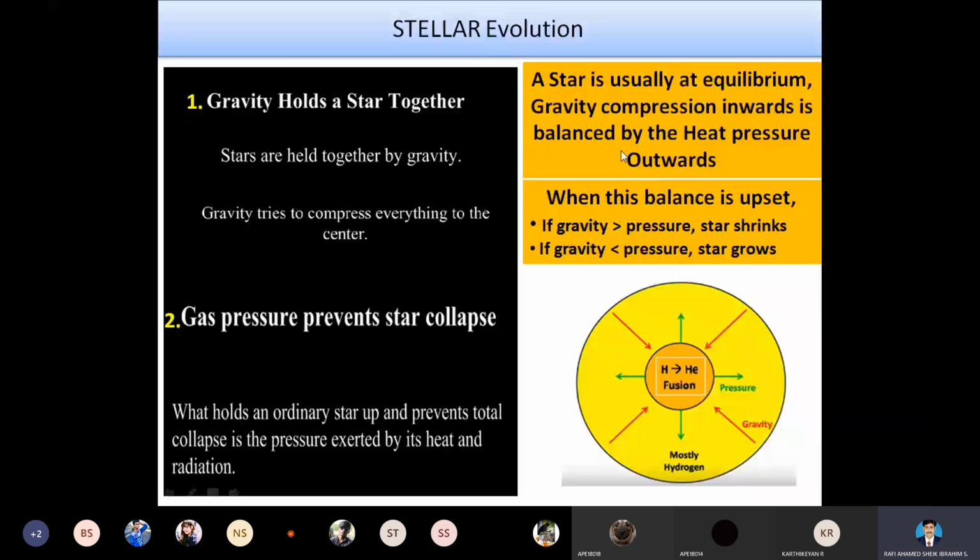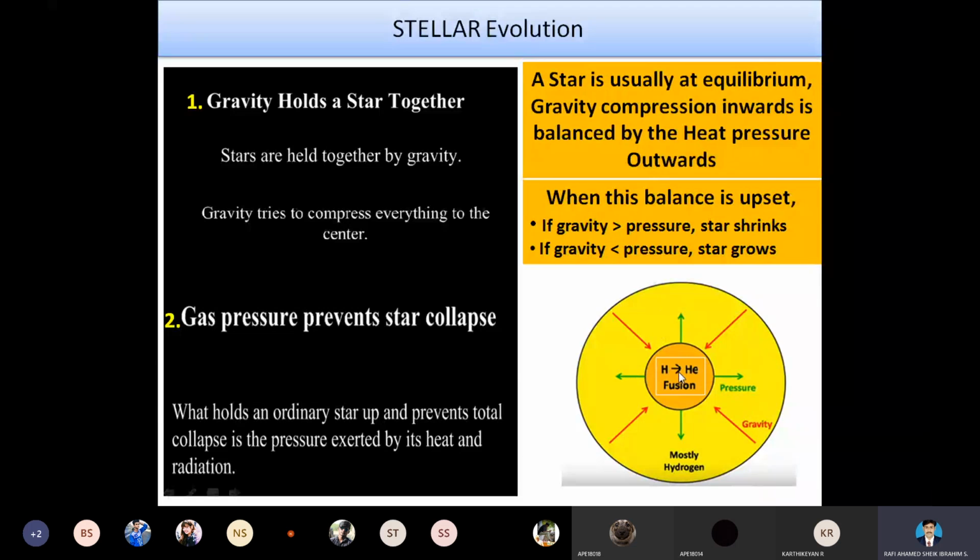When these two forces are balanced with each other, then only we are able to see the formation of the star. When the two forces are balanced with each other, then only the orbital position of the planet will be in its own path. A star is usually at equilibrium: gravity compression inwards is balanced by the heat pressure outwards.